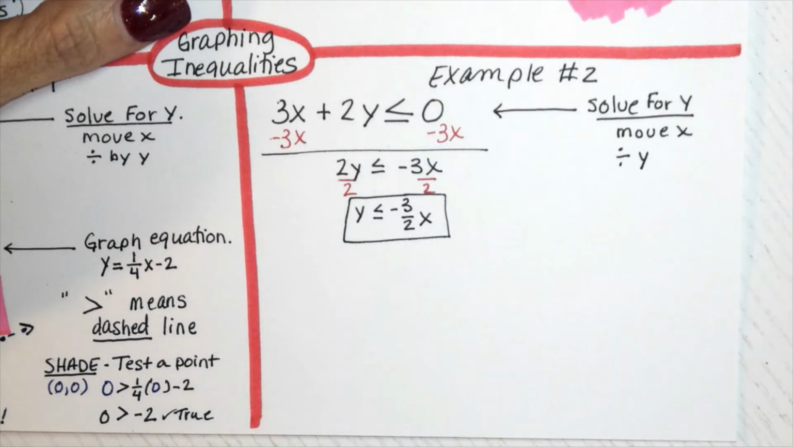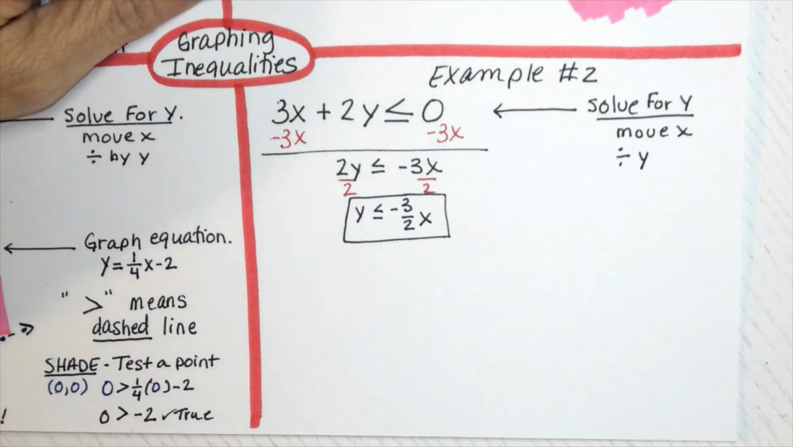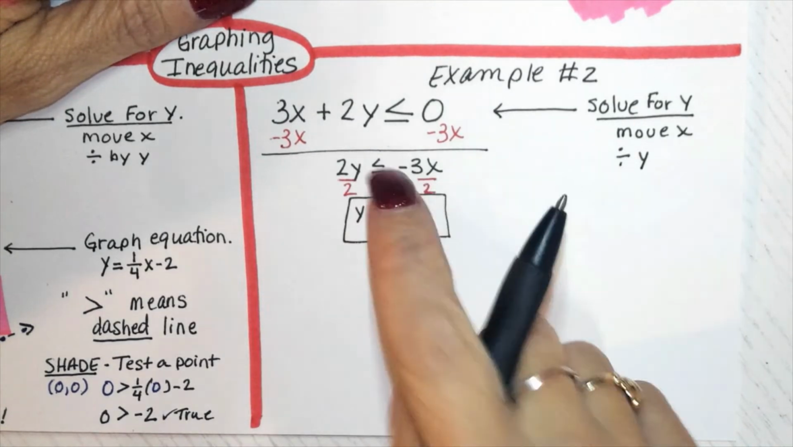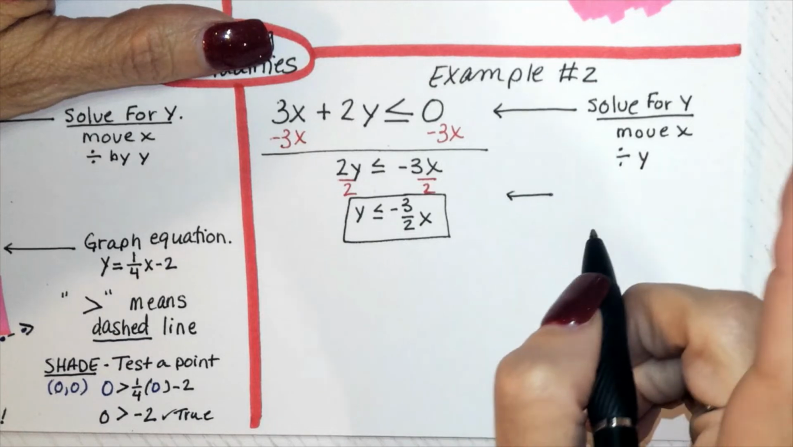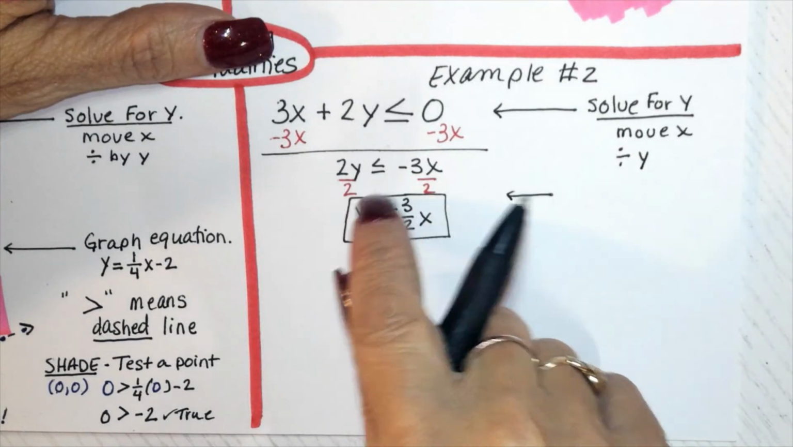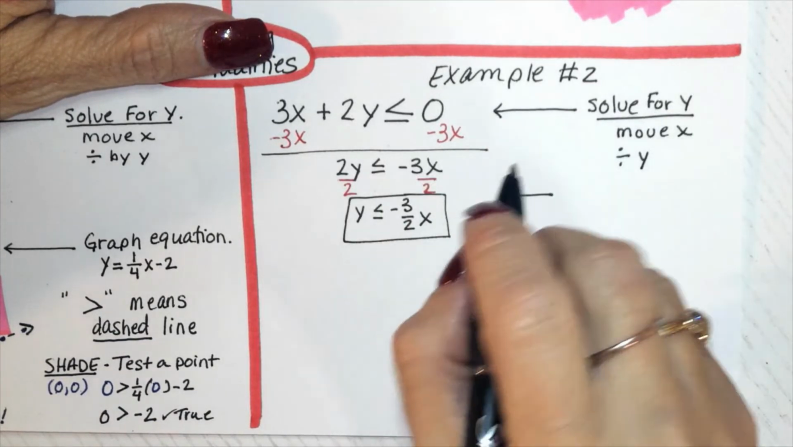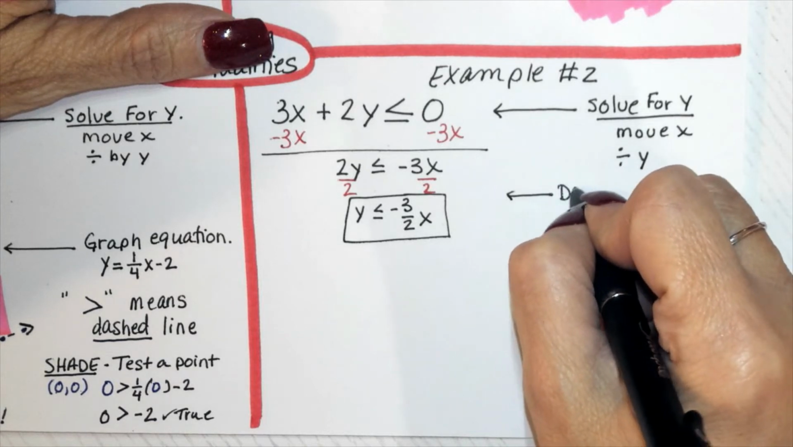Now, you might have been like, wait, Mrs. Dean, why did we not flip it? Because that's a negative 3. Well, you know what? I'm going to make a note here. I'm going to say, do not flip the sign. We did not divide by a negative. We did not do it. So let's put a note here.